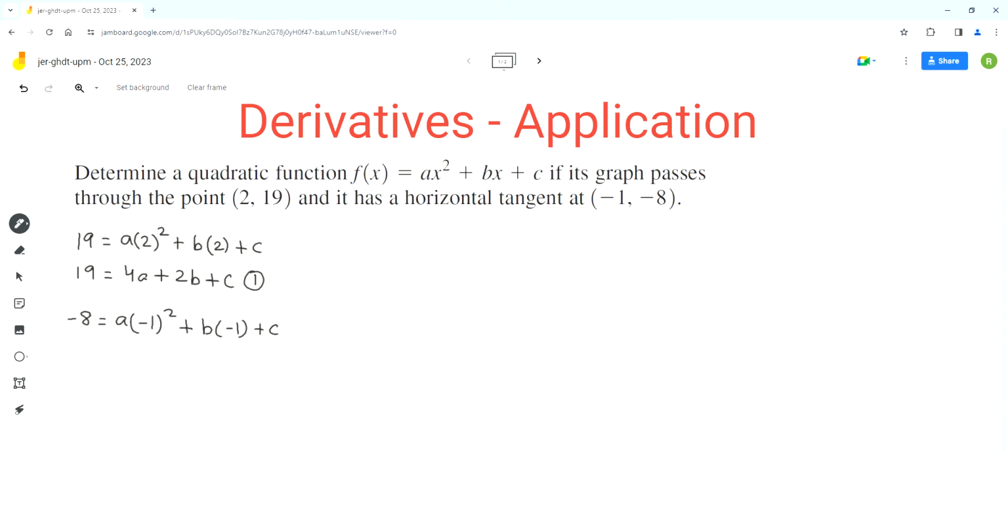Now we can simplify this equation. So we get -8 equals a, since (-1) squared is equal to +1, and then -b plus c. So this is our second equation for a, b and c.